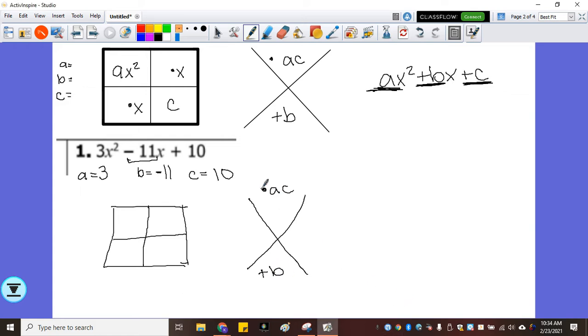So we need to know what multiplies to AC. So A times C is 3 times 10. So that's where our 30 is coming from. Some teachers call this like the rainbow because you're multiplying the 3 times the 10 and they make like a rainbow every time. So it multiplies to 30 and adds to negative 11.